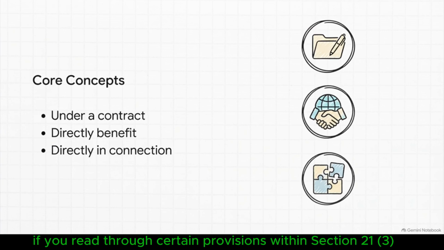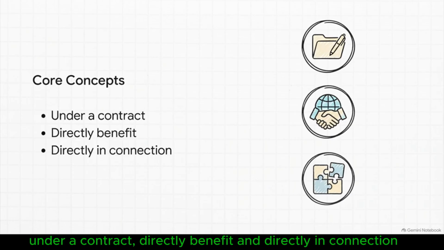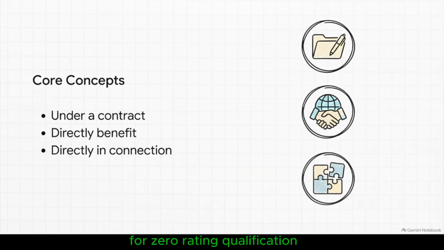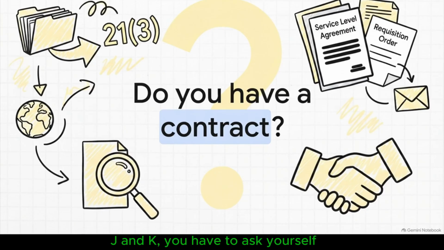If you read through certain provisions within Section 21(3), you'll notice specific phrases that constantly pop up. We can translate these into 3 core concepts: under a contract, directly benefit, and directly in connection. I want you to think of this as your ultimate go-to mental checklist for zero-rating qualification. Let's break them down. Concept number 1 applies heavily to subsections like Section 21(3) J and K.